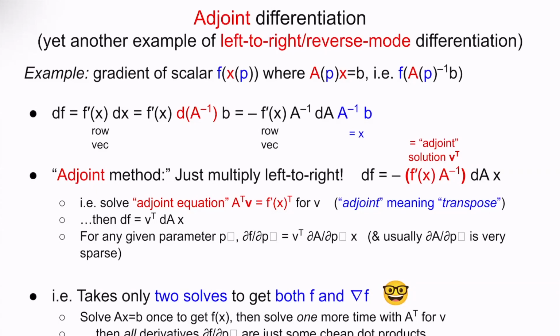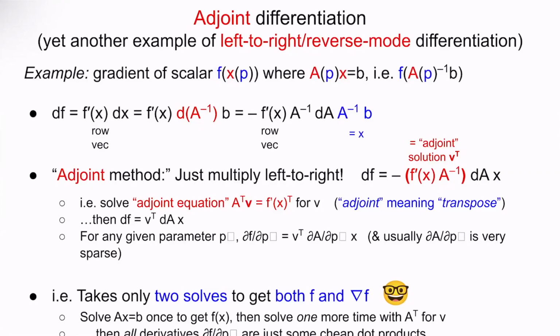independent of dA. That's one vector. That's solving one system of equations, right? If you do a row vector times a matrix on the left, that's one matrix-vector multiply. So that's the same thing as A inverse transposed times f, or equivalently, if you call this row vector v transpose, it's the same thing as solving A transpose v equals f prime transpose. So this is called the adjoint equation.